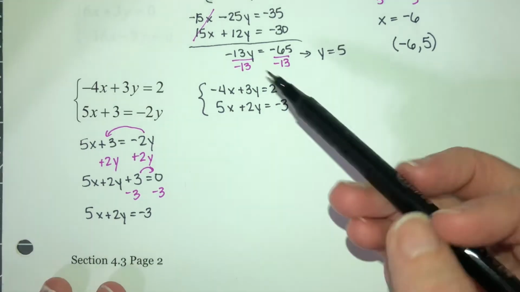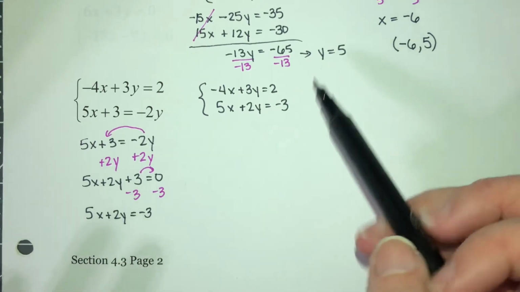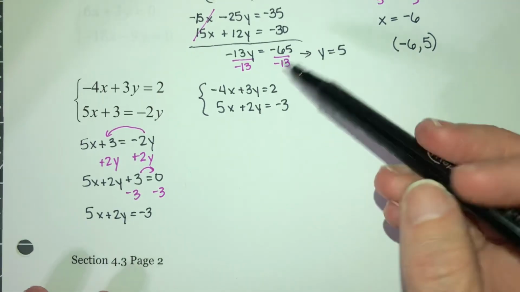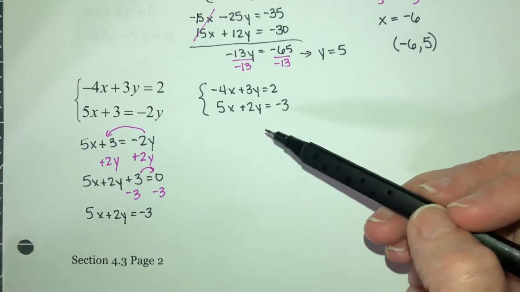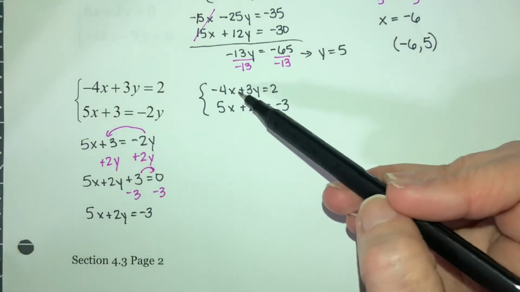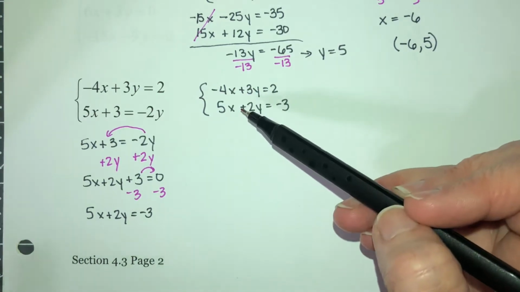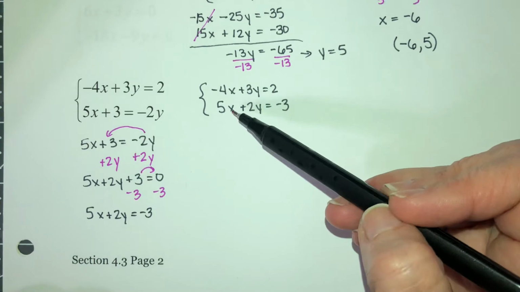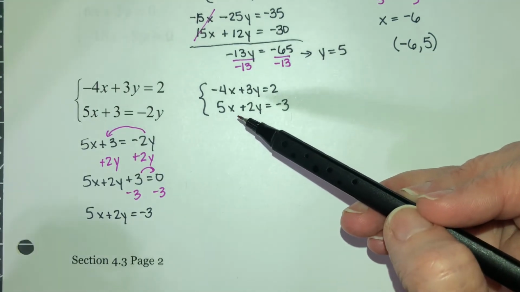Okay, so we need to pick a variable to get rid of. Remember, it does not matter which one, you just make a choice. None of these numbers look particularly nice, but I do have an advantage with x because one of them is positive and one of them is negative. So I'm just going to look at the 4 and the 5. If I thought of these as denominators, my common denominator would be 20.